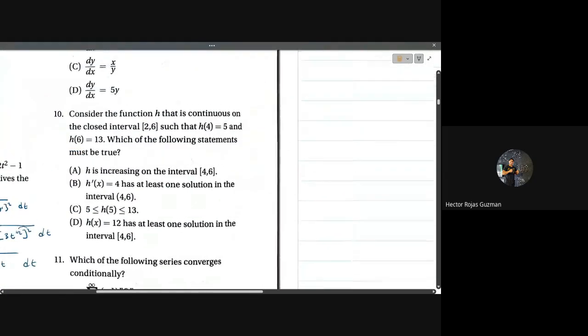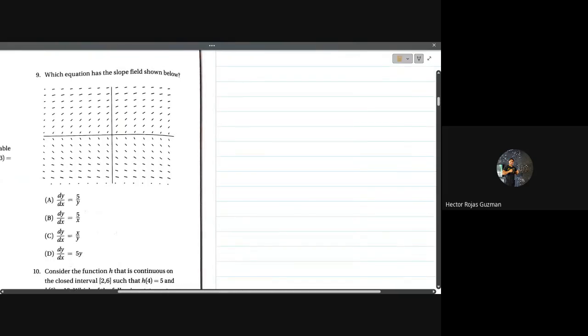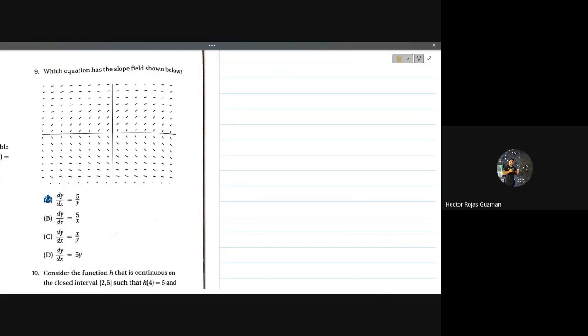Okay, one more question. Okay, which one has the slope field below? Well, I mean, I can already tell you that the answer is A, but let's see why it's not the other ones. 5 over x. When x is negative, we should have a negative slope field. And x is negative here. And as you can see, some of the slope fields are positive, so not it.